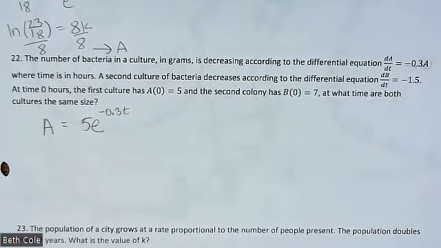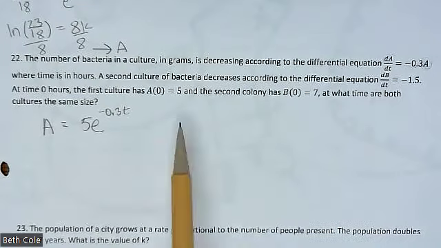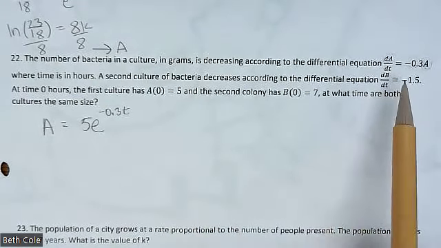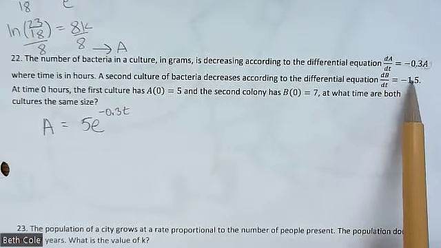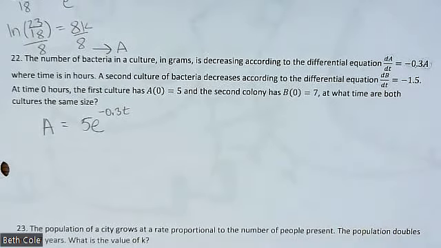Cool so far? Or like, do you get where I pulled? You have to read it and pull out all the information. Now the other one, the second culture, which is culture B, decreases just at negative 1.5. What does that tell you? Since it's just negative 1.5, it's decreasing at a constant rate. That's linear. Do you get what I'm saying?